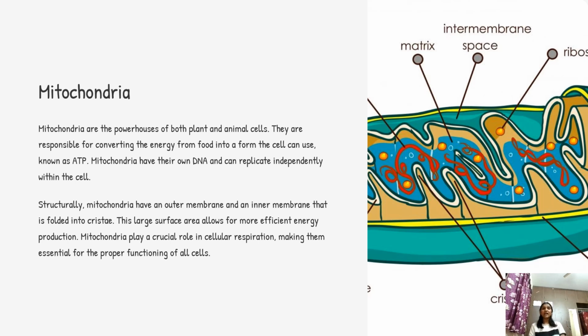Structurally, mitochondria have an outer membrane and an inner membrane that is folded into cristae. This large surface area allows more efficient energy production. Mitochondria play a crucial role in cellular respiration, making them essential for the proper functioning of all cells.